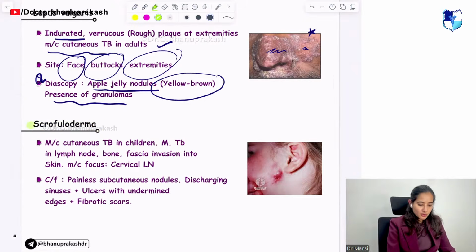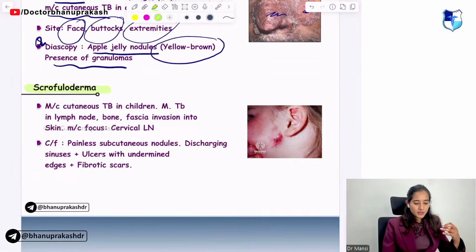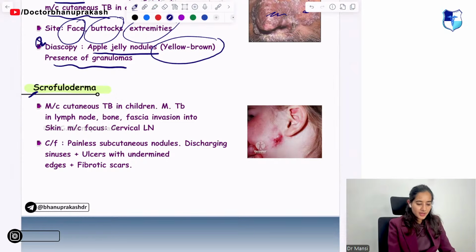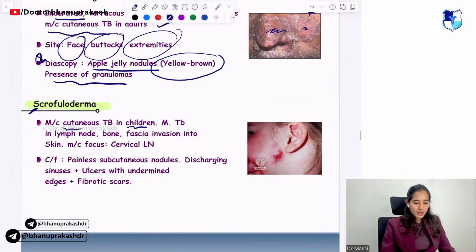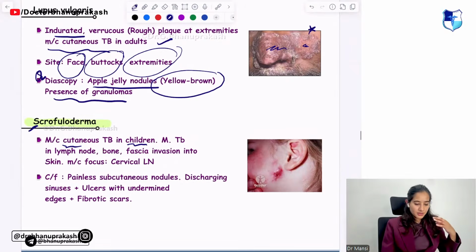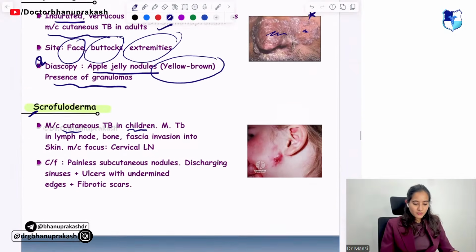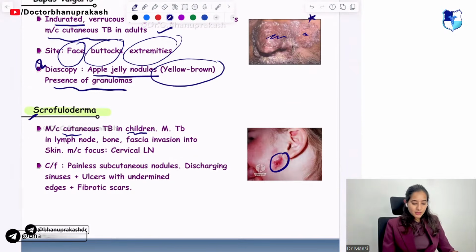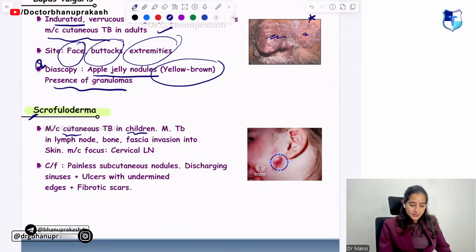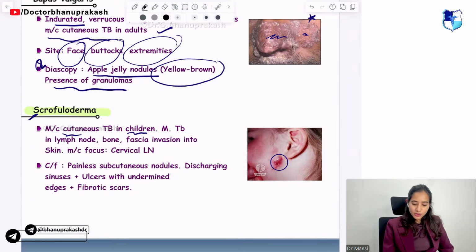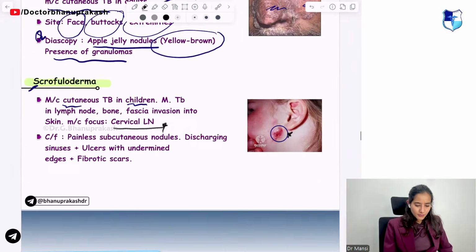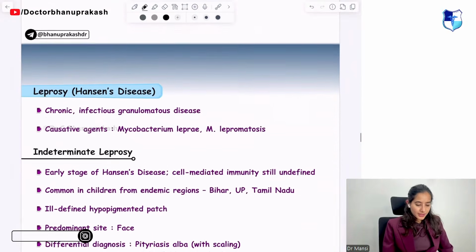Then we move to scrofuloderma, the most common cutaneous tuberculosis in children. This S will remind you of C, child. So in children this is present, whereas we saw lupus vulgaris is present in adults. That is something you have to remember. This kind of lesion can present as a discharging sinus, and there will be fibrotic scars. Most important, cervical lymph nodes are most commonly involved in them.